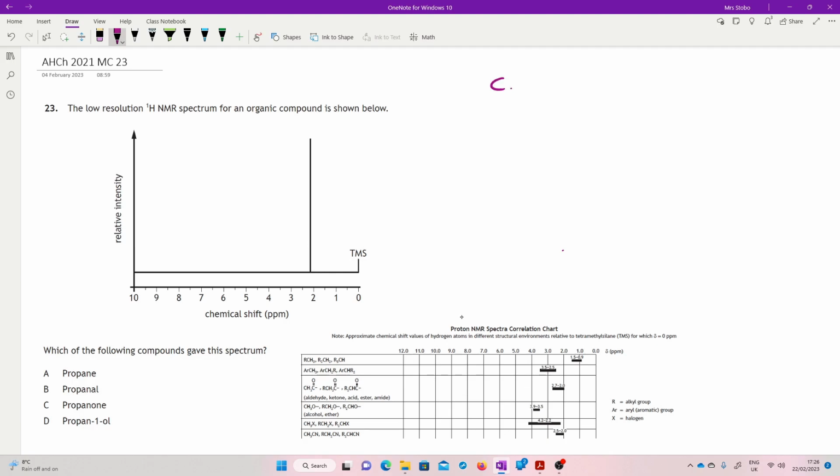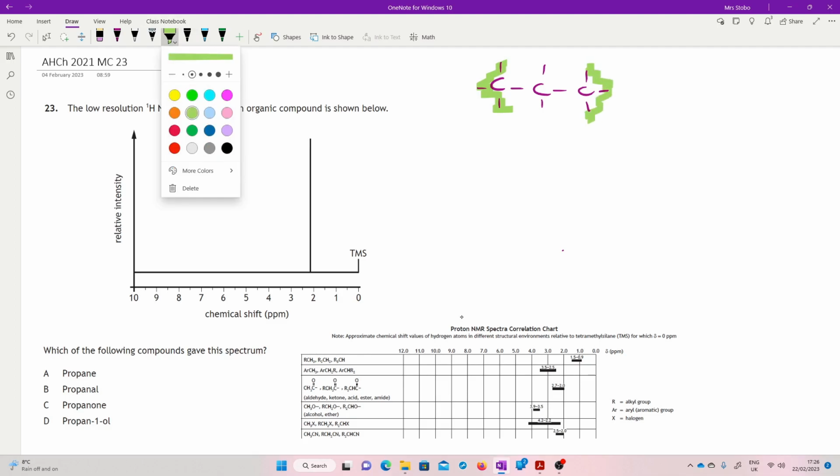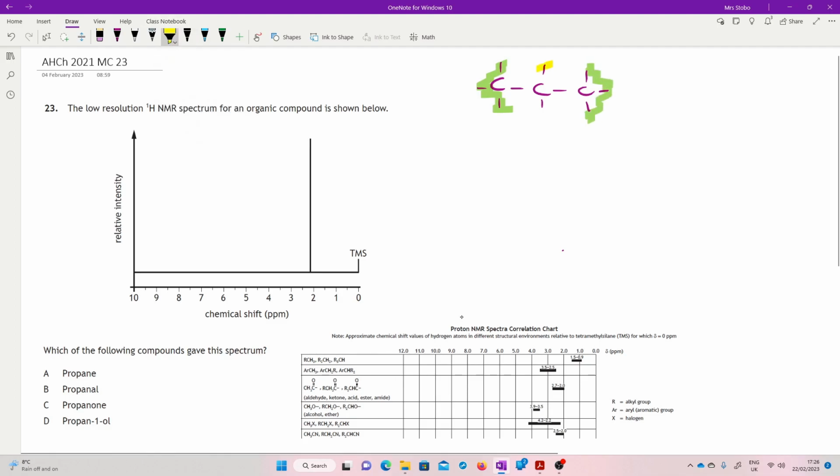So if I start drawing these out, here is propane. Proton environments for propane: these guys and these guys are in exactly the same proton environment, but these two in the middle are in a different proton environment. So there are two, so it can't be that one because we have only one. Okay, propanol.